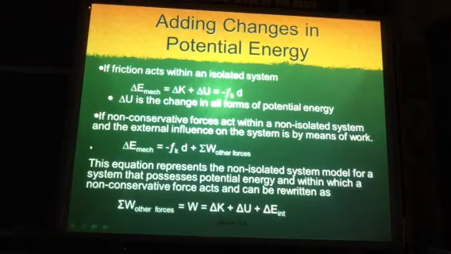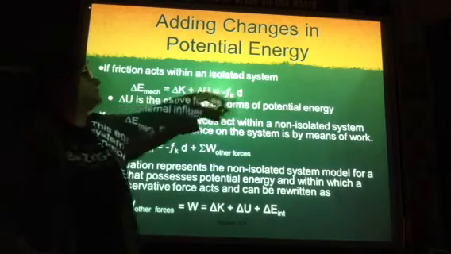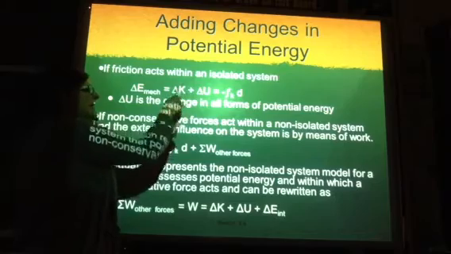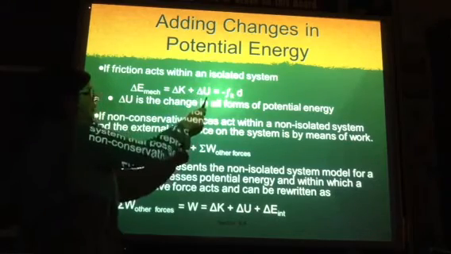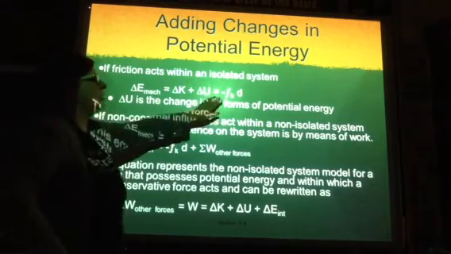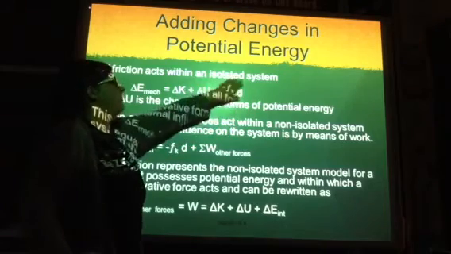Okay, so just like we can think about our work-kinetic energy theorem, we can also think about how friction comes in with that. We may also have some changes in potential energy along with kinetic energy, and if we have friction present, now it's getting really complicated. So let's look here. If friction acts within an isolated system, then we know that our change in mechanical energy is just equal to the sum of all the kinetic energies plus the sum of all the potential energies. We knew that from before.